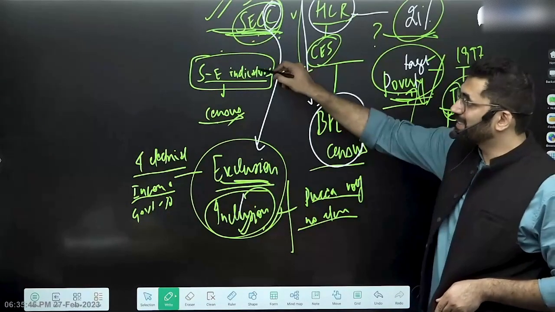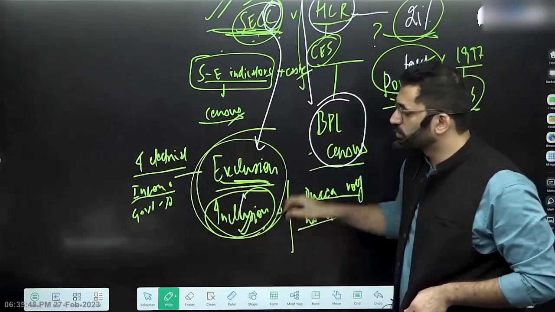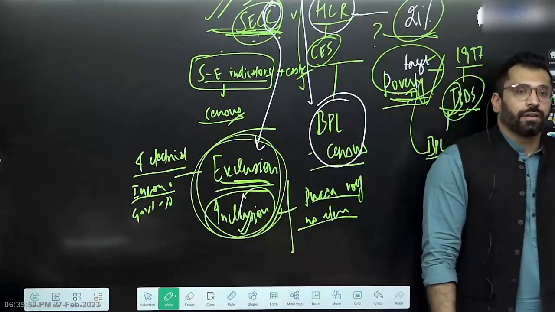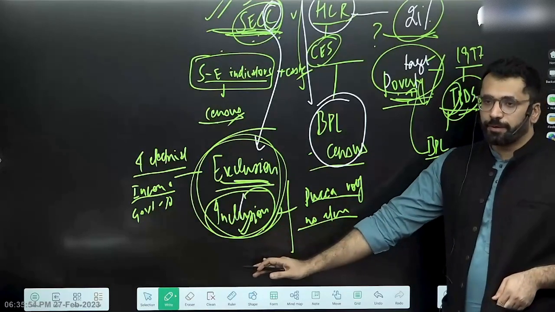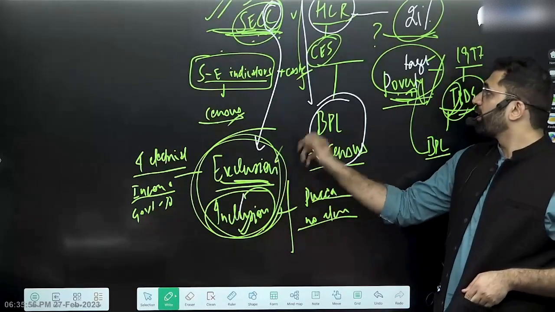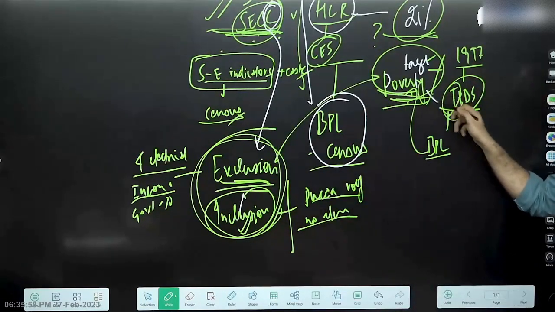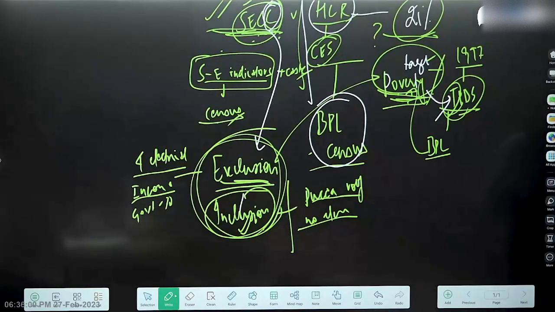So on this census data, we had exclusion and inclusion criteria. Every state has its own inclusion and exclusion criteria, based on which they target poverty, based on which they provide grains under targeted PDS or target poverty for any schemes. This is how poverty is targeted.